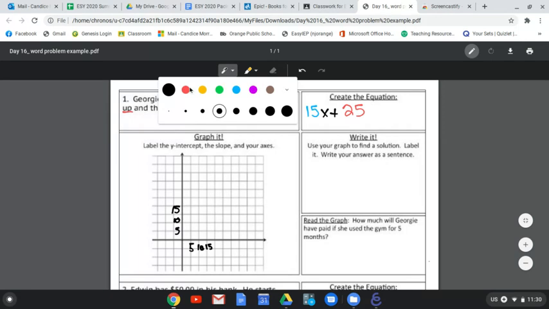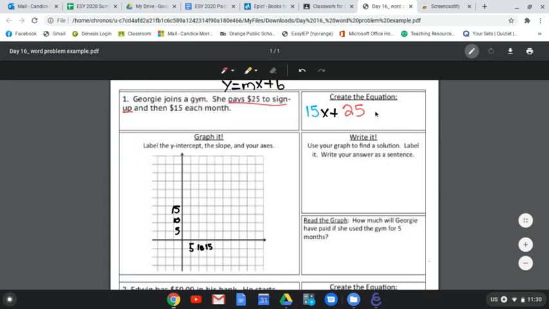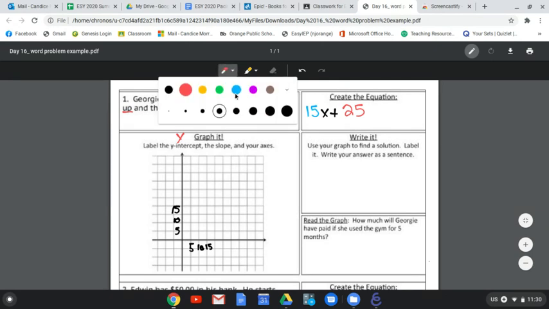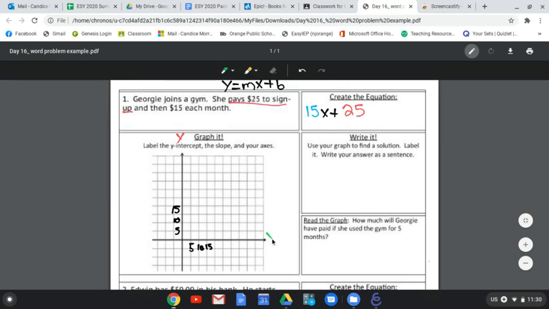I'm counting by 5s because it looks like that's what we're dealing with here. So I'm going to switch back to my red and graph my y-intercept. All right, so my y-intercept is 25. So we're going to go up on the y-axis. This is always y. Remember? I'll actually label that y so that way we remember. And then this is, I'll do that in green, the x-axis.